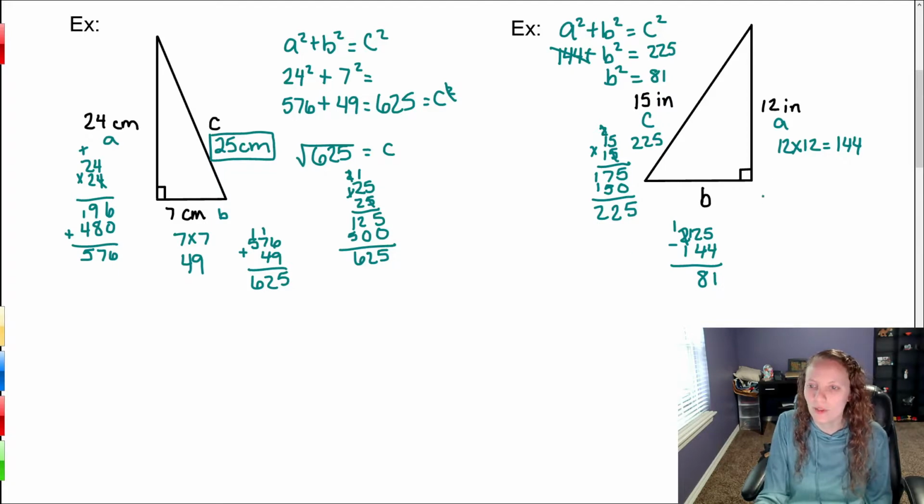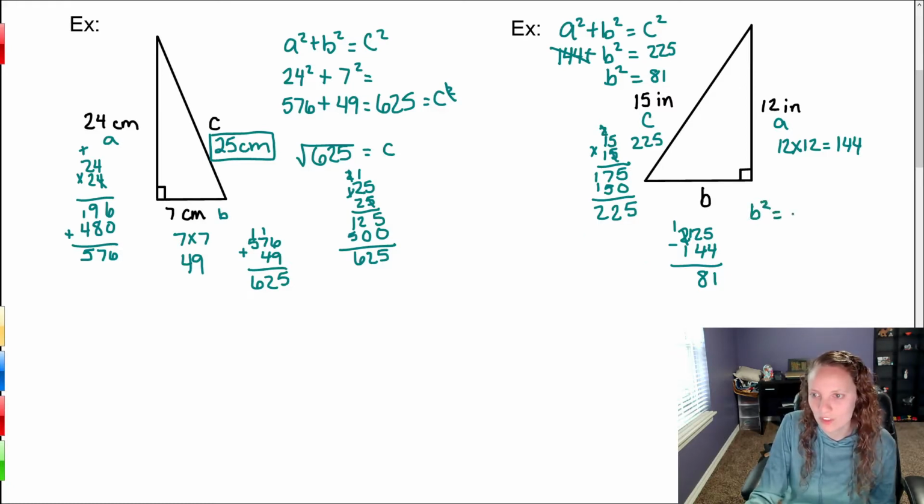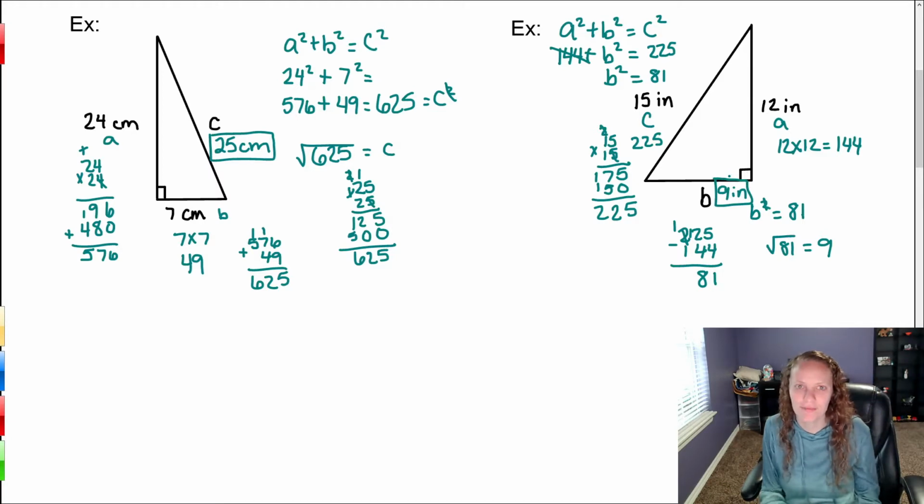And that would be if there was a square coming out from this side. This square's area is 81, but we're just trying to solve for b. So again, like we did earlier with 625, we took the square root of it, so we're still going to take the square root of 81. Since b squared is equal to 81, we want to cancel away that squared, so we're going to take the square root of 81, which is equal to 9. So the length of side B is 9 inches.